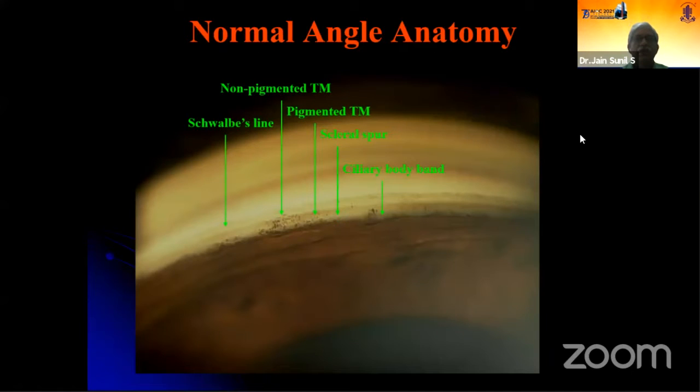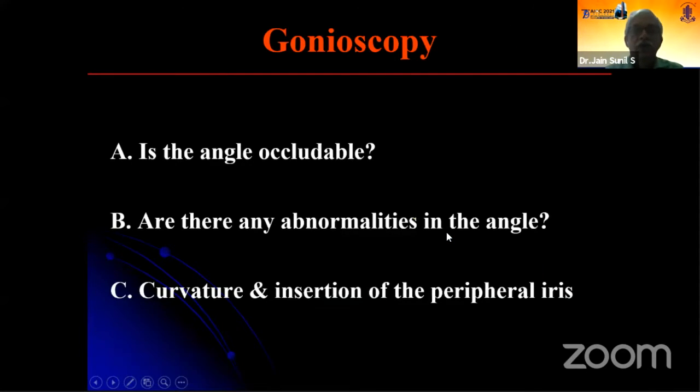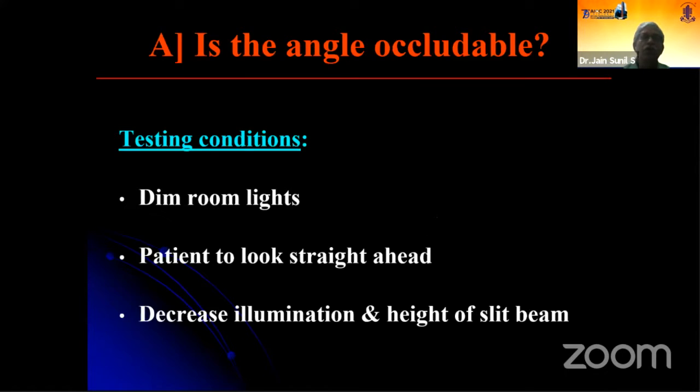So this is how a normal angle anatomy would appear. From anterior to posterior, Schwalbe's line is the first structure you need to identify, followed by the trabecular meshwork, then the scleral spur, ciliary body band, and the iris root. Whenever you do a gonioscopy, you need to first answer certain questions, because that will help you detect whether the patient has an open angle or a closed angle. These are the questions which you need to answer.